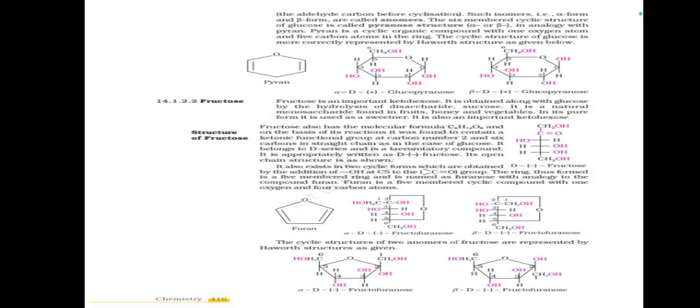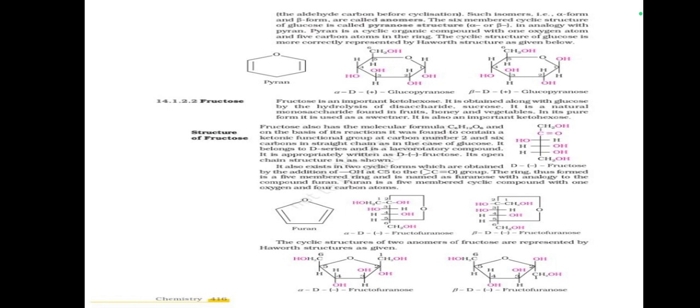Fructose is an important ketohexose. It is obtained along with glucose by the hydrolysis of disaccharide sucrose. It is a natural monosaccharide found in fruits, honey, and vegetables in its pure form. It is also an important ketohexose.